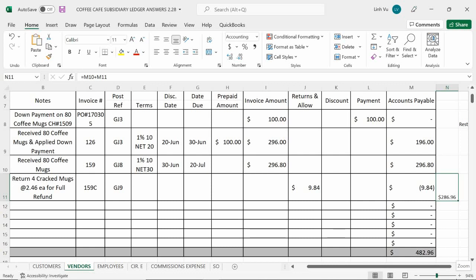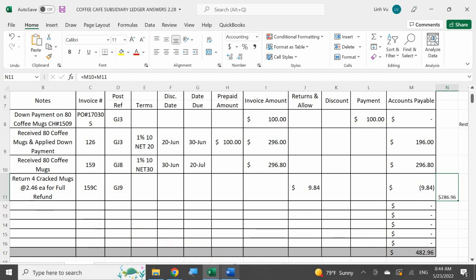I didn't create a column for this because it is not always that you will get a return somewhere. But in this case, I have a refund. So that means my bill for invoice number 159 is no longer $296. It is now $286.96. Okay? So there you go.